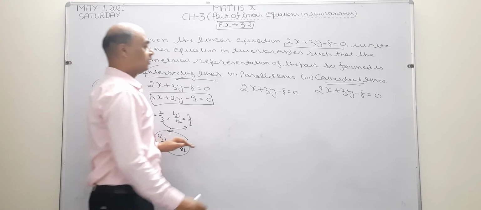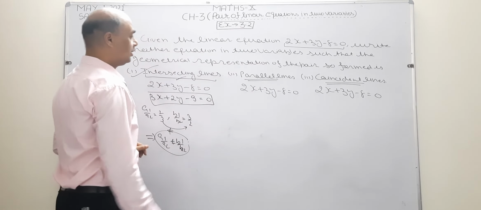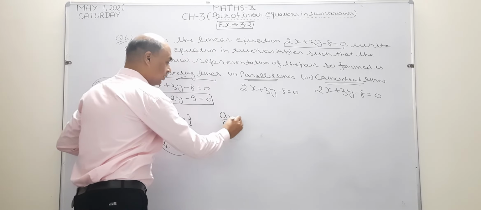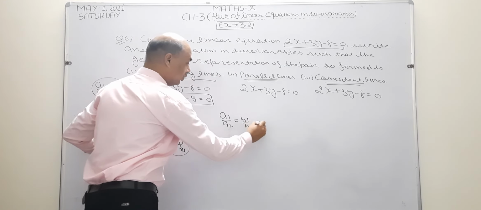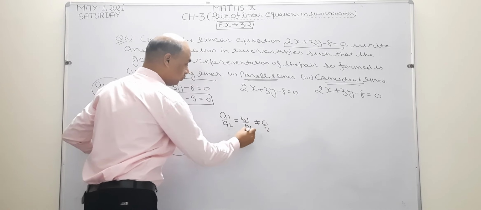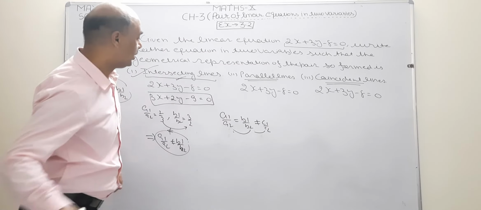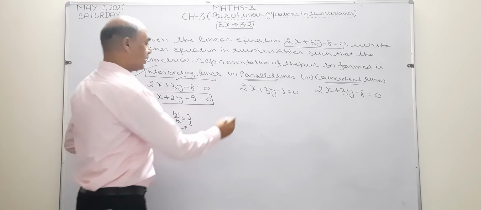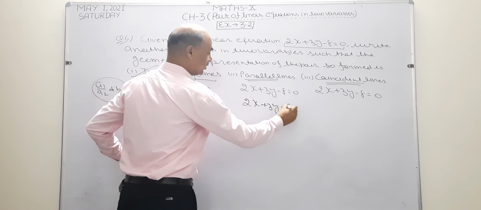Now I am going to take another pair which represents parallel lines. As we know, for parallel lines, the ratios are A1 by A2 is equal to B1 by B2, not equal to C1 by C2. The first two are equal, the last one is not equal. So we are going to decide which pair. I write here the same first two terms, and I am going to change the last term.